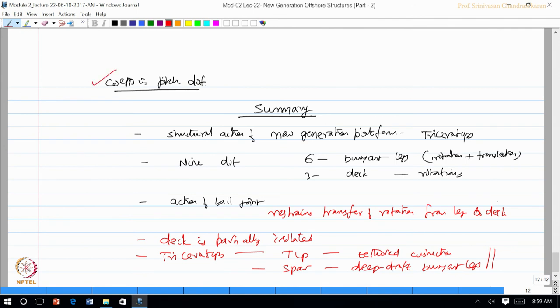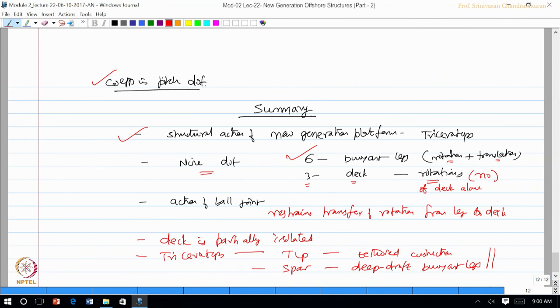Let us look at the summary. We have learnt that the structural action of a new generation platform by name triceratops is highly innovative. Triceratops has 9 degrees of freedom, 6 degrees of freedom for the buoyant leg, 3 rotations and 3 translations about the respective axis x, y and z, and of course the deck has additional 3 degrees of freedom, which are all the translations, and no rotations are transferred to the deck. So, I should say no rotations are transferred, therefore they are ideally rotations of the deck alone, which will be independent of the rotation of the buoyant leg.